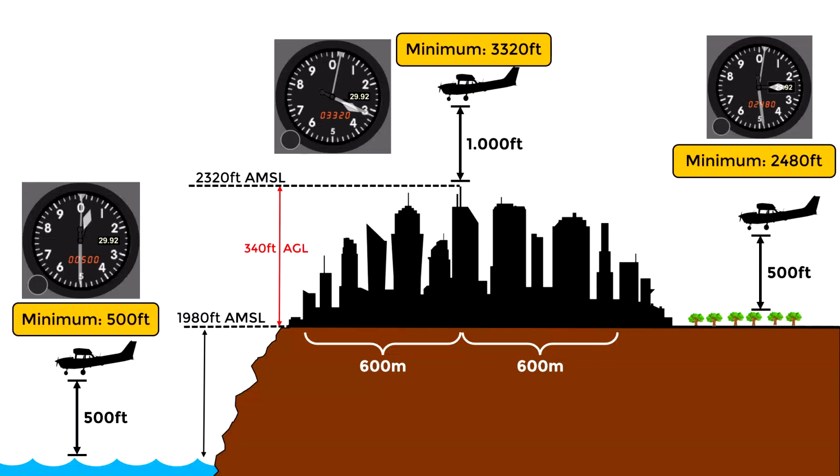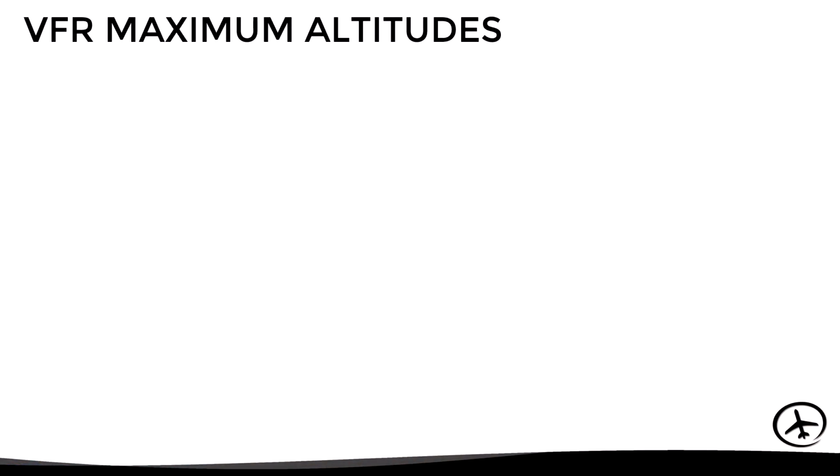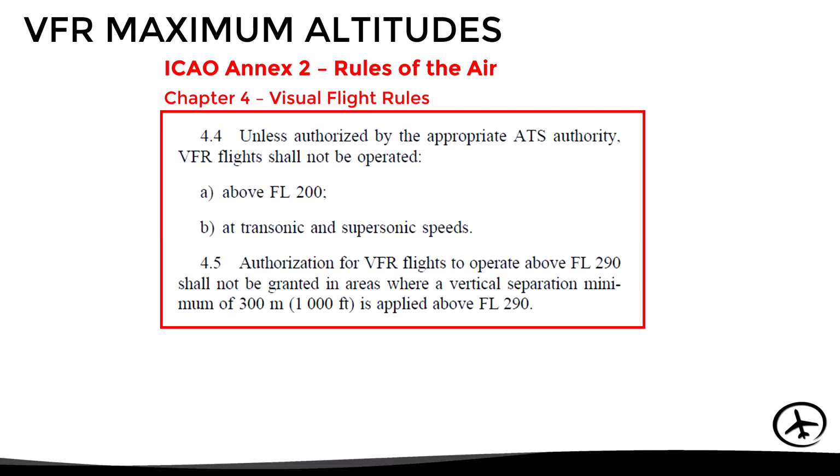Now, having already seen the minimum altitudes for a VFR flight, let us now move on to the maximum altitudes. According to the rules of the air, unless authorized by the appropriate ATS authority, VFR flights shall not be operated above flight level 200 or at transonic and supersonic speeds. And apart from this, it says that authorization for VFR flights to operate above flight level 290 shall not be granted where a reduced vertical separation minima of 1,000 feet is applied. So apparently, the maximum altitude at which a VFR flight can operate is flight level 200.